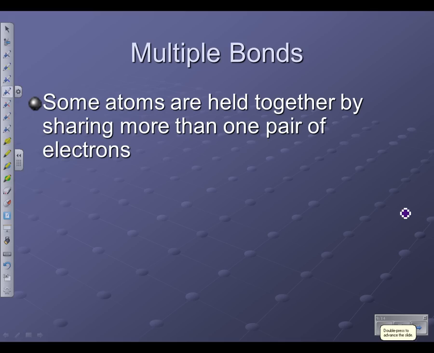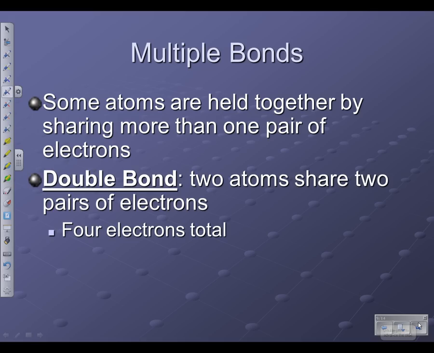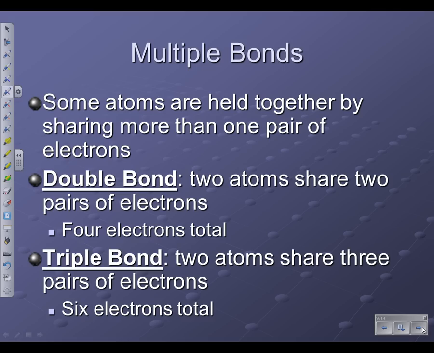A situation where some atoms are held together by sharing more than 1 pair of electrons. As we just saw, 2 oxygen atoms will share 2 pairs of electrons, or 4 electrons total. We refer to that as a double covalent bond. There are certain instances where some atoms will share 3 pairs of electrons, 6 electrons total. We refer to that as a triple covalent bond.